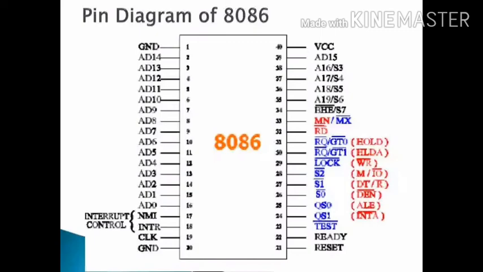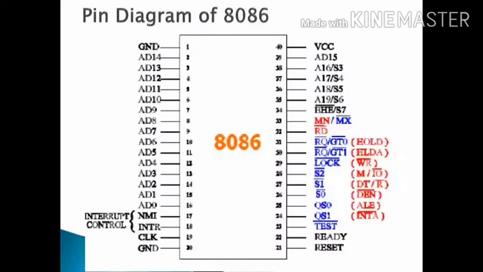For QS0 and QS1, there will be different Q statuses. For example, if Q status 0 is 0 and Q status 1 pin is 0, then there is no instruction which can be taken from the instruction queue. So all the 6 registers of the instruction queue are full. And if Q status 0 is 1 and Q status 1 pin is 0, then it means the first byte of opcode from the queue would be accessed.